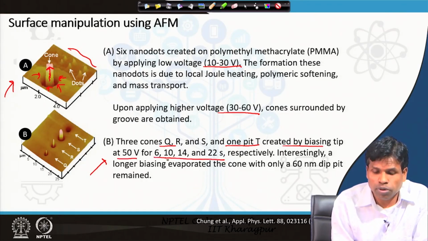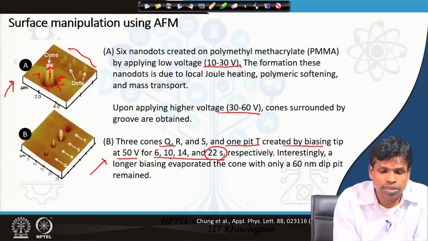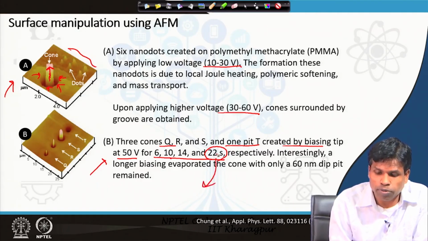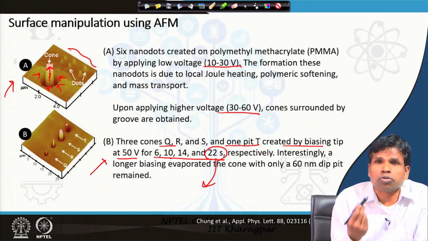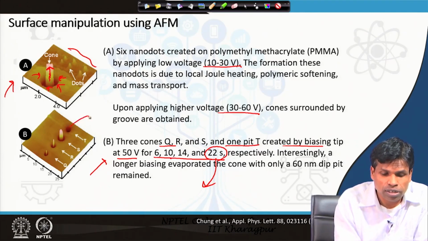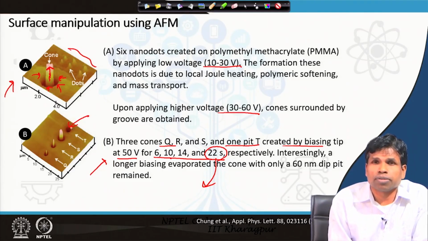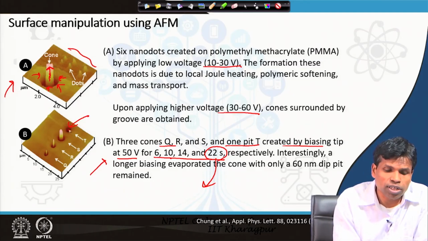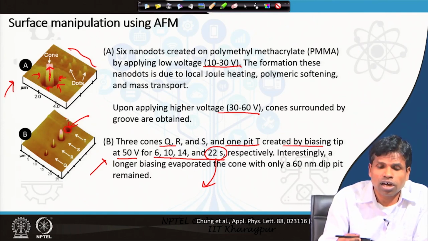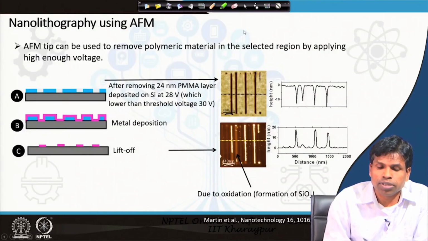for different times: 6 seconds, 10 seconds, 14 seconds and 22 seconds. As you see, as we keep increasing the duration of time we apply the voltage, the size of those features gets bigger, but at a longer time of 22 seconds, this cone is completely gone, because this voltage was sufficient to remove or evaporate the materials from the surface of the sample, thereby creating either features, or you can create holes, or you can remove the materials using the AFM tip by applying suitable voltage. This way you can create the features.